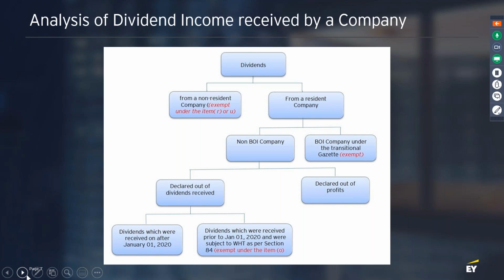When there's a distribution by the company, they should provide a dividend warrant specifying the method of distribution, that is, whether such dividend is declared out of liable profit or exempt profit, or whether it is declared out of dividends. Those things have to be mentioned in the dividend warrant. The dividend warrant is a key document to decide the tax implication of the dividend income of the recipient, as well as a mandatory document for recording purposes.